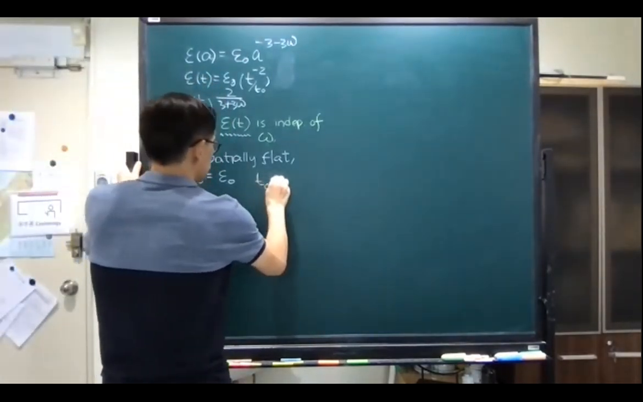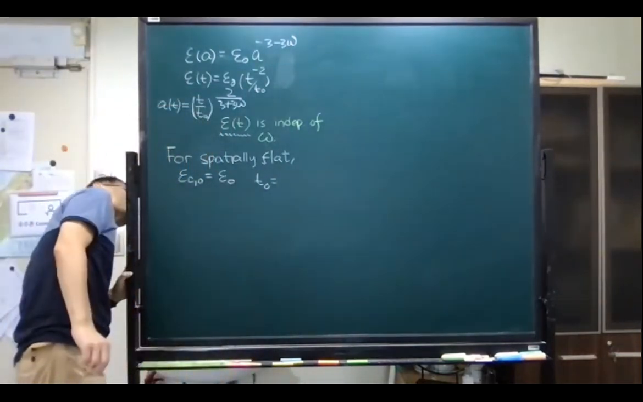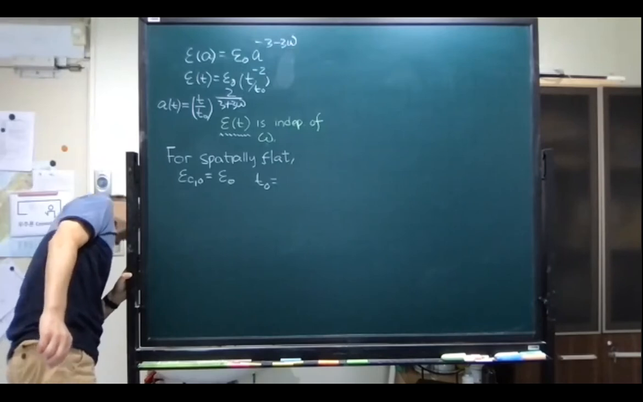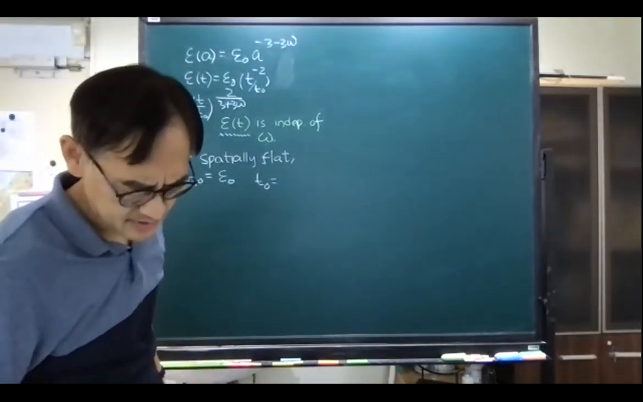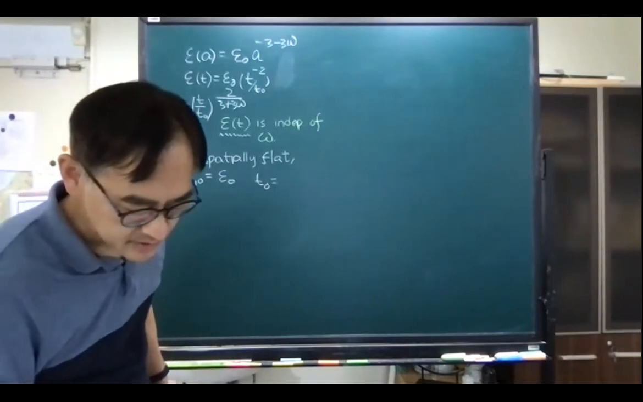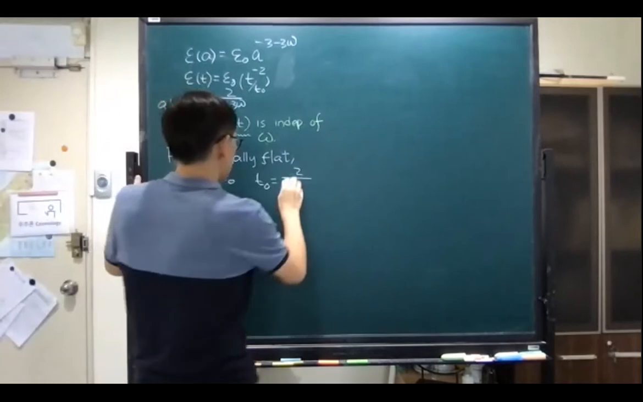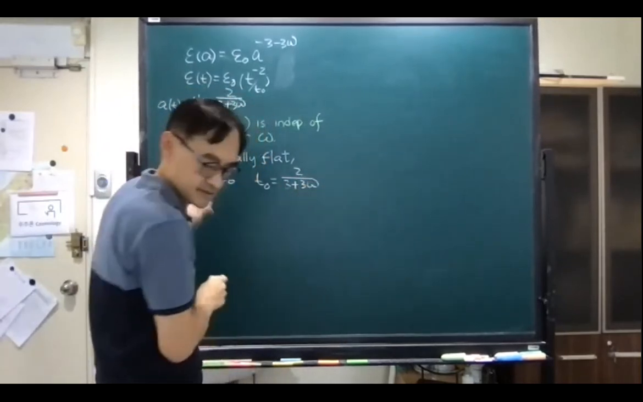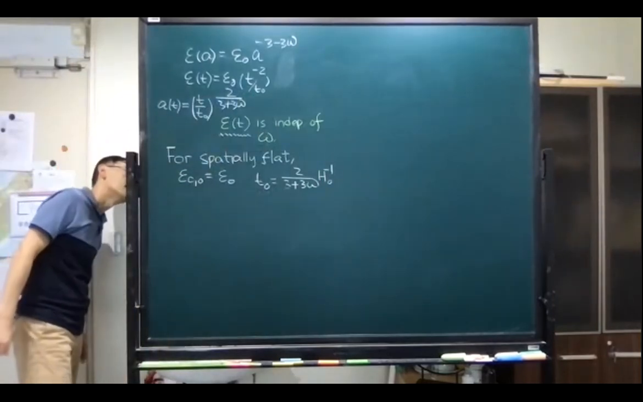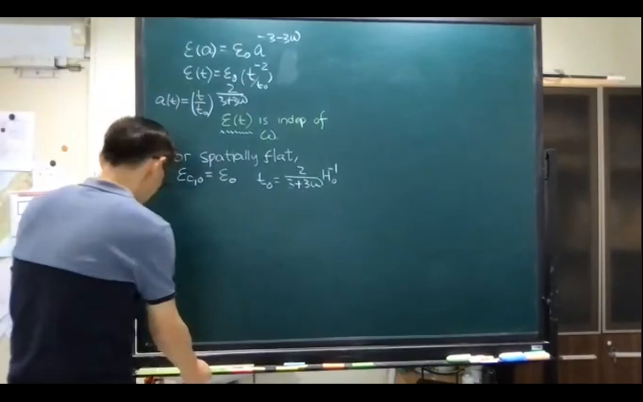And for T0, which one? I don't remember which is what. T0 was 2 over 3 plus 3 omega times H0 minus 1. I'm wondering if that's what I did. Fine. Now I'm confused because what am I doing in the previous?